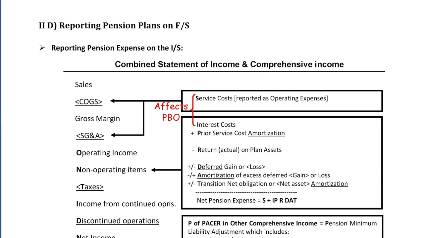Now we had done S plus I minus R to start with. So S plus I, that is for PBO. The R, the actual returns on plan assets, right, affects plan assets.